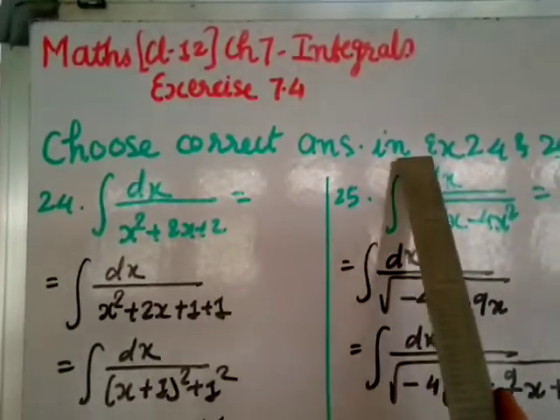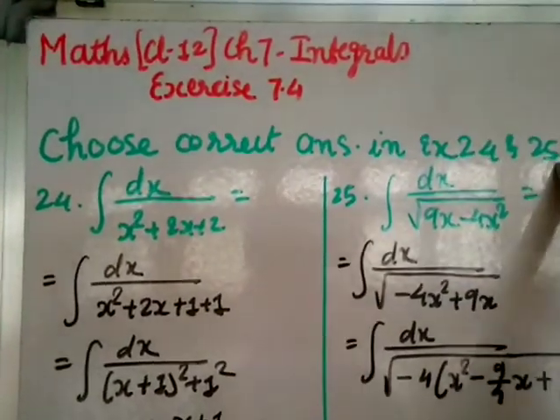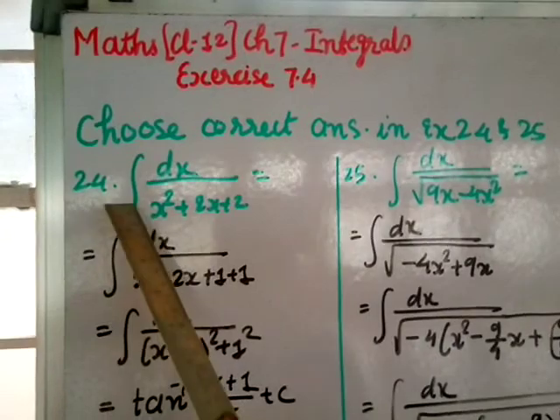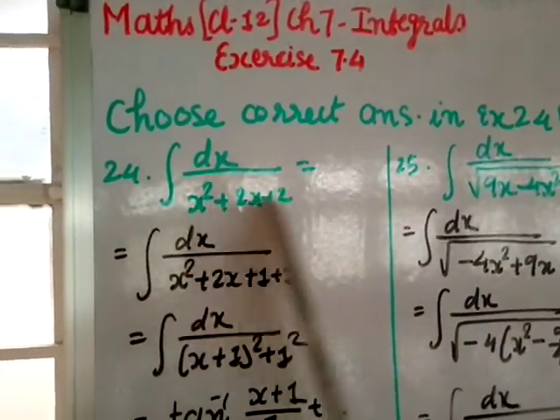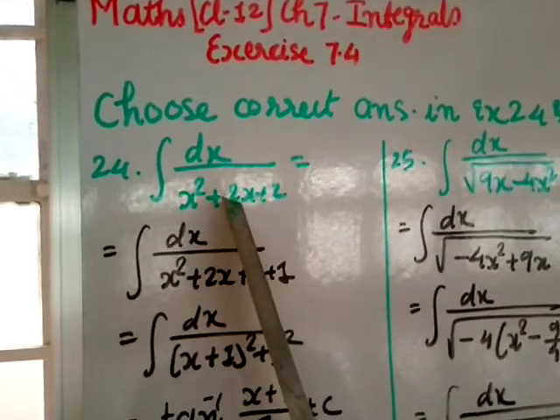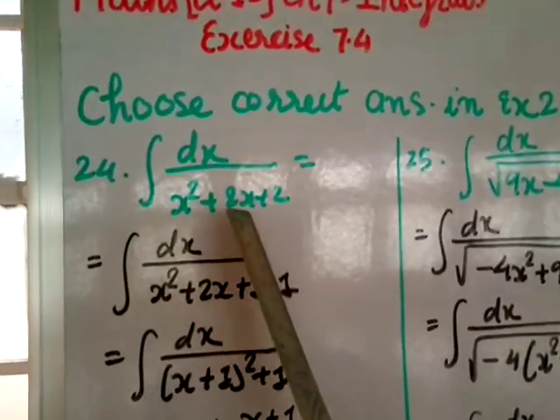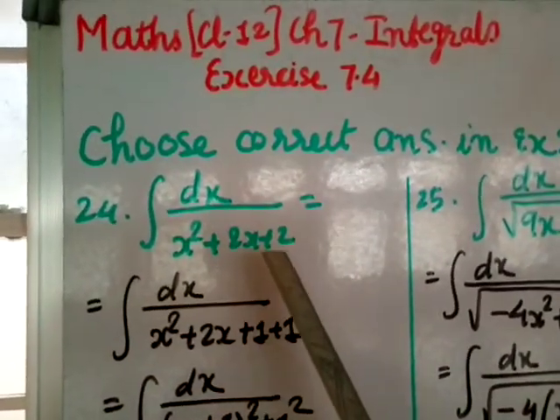Choose the correct answer in exercises 24 and 25. Question number 24: integral dx divided by x square plus 2x plus 2. I'll make this a perfect square. So what you have to do is take 2, divide by 2, so it will come 1. So I'll add 1 minus 1.